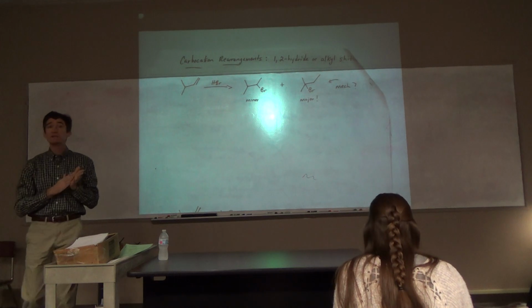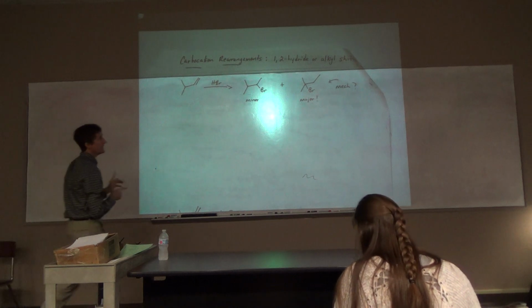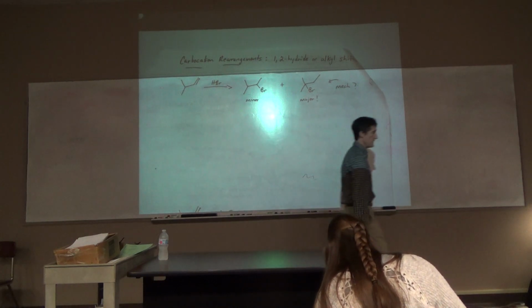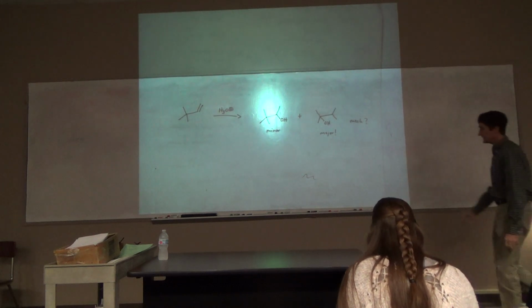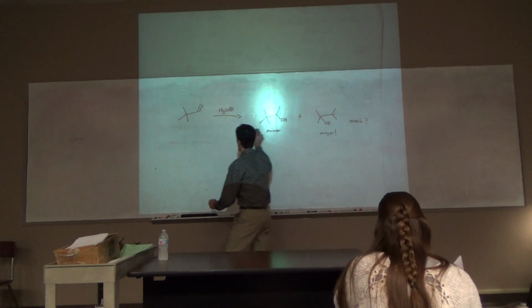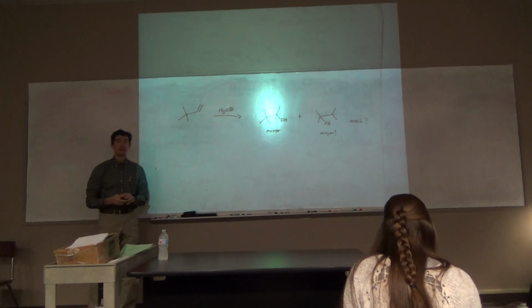Carbocations are prone to rearranging. You'll see lots of carbocation rearrangements. Another way they can rearrange is an alkyl shift. Let's look at the reaction below. Down here we have an alkene and we have aqueous acid.